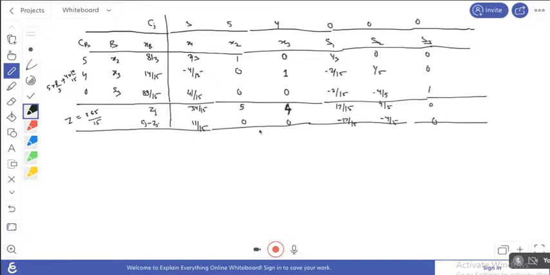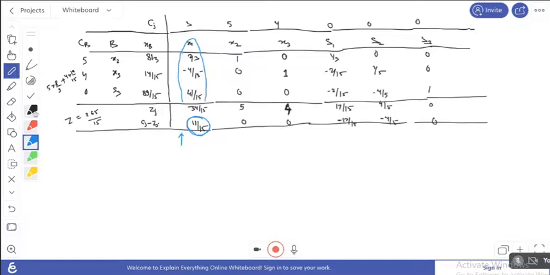But here, all Cj minus Zj are not less than or equal to 0. So here, because this one entry is positive, this is the only entry which is greater than 0. So this is your largest positive. So that's why this enters the basis, and that variable is your x1 variable. Okay, so this is your key column.